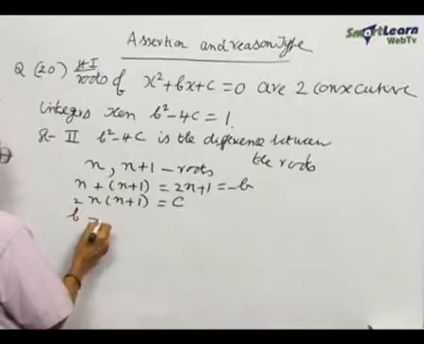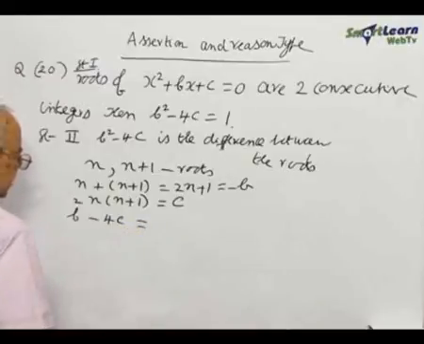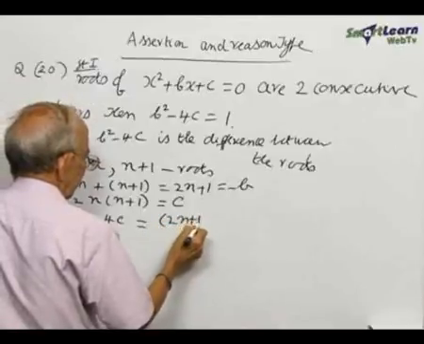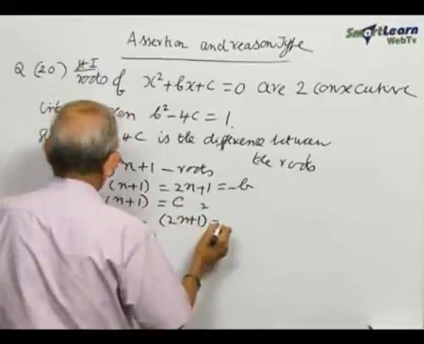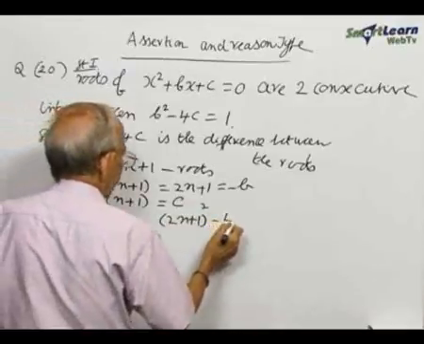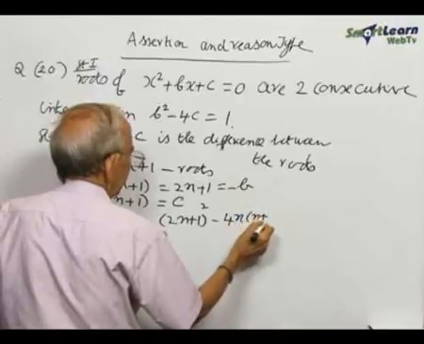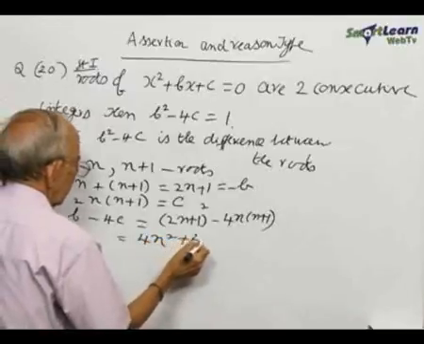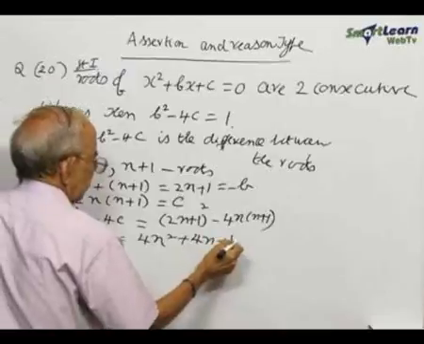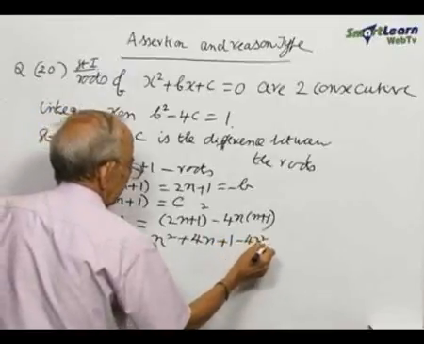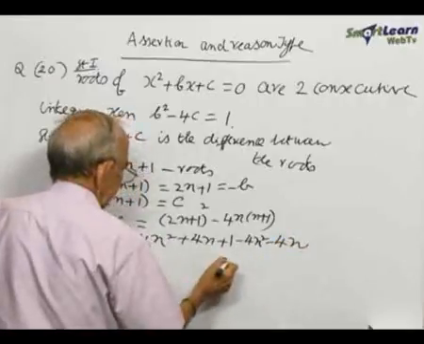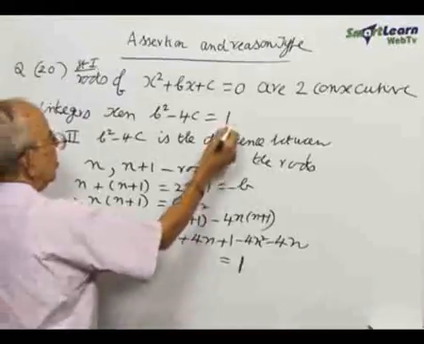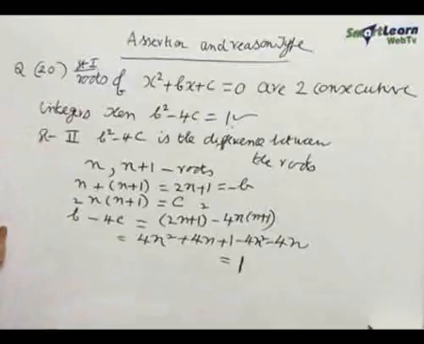Let me take the expression b squared minus 4c, that is (2n plus 1) whole square minus 4 into n into (n plus 1), that is 4n squared plus 4n plus 1 minus 4n squared minus 4n, which is equal to 1. So, statement number 1 is correct.